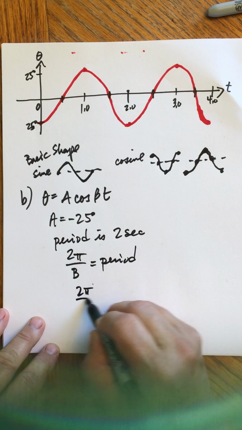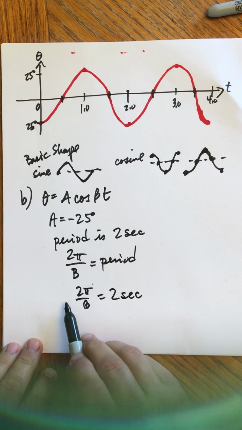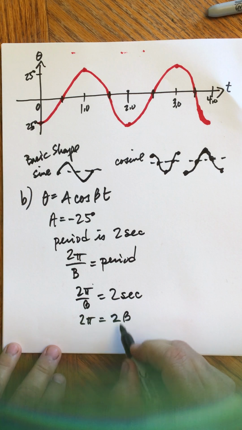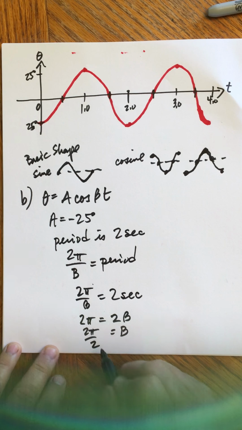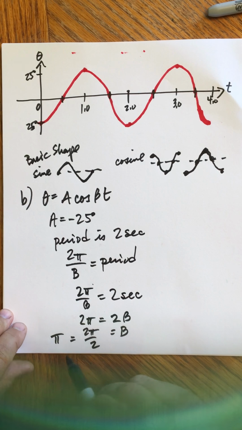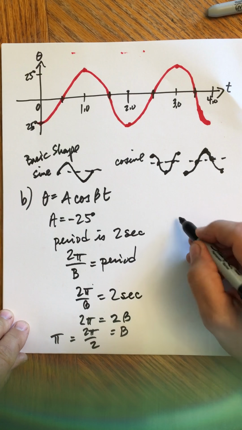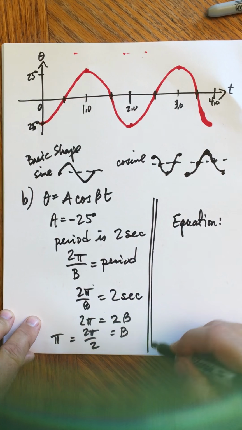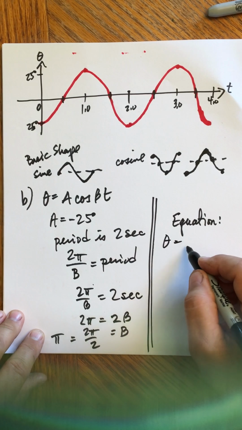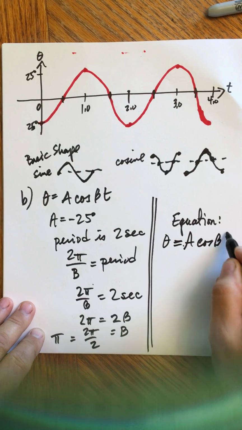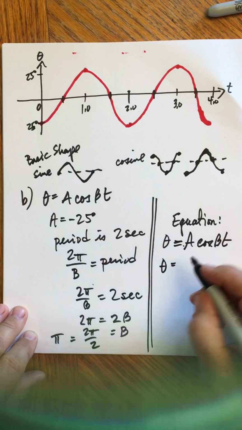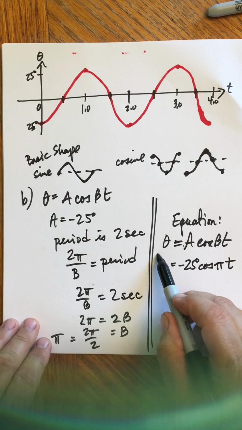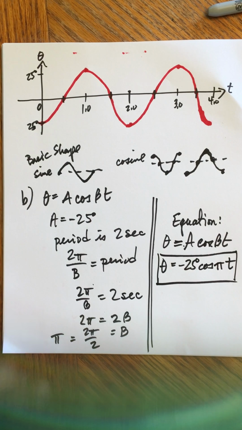So 2 pi over B is 2 seconds. Now if I multiply both sides by B, I get 2 pi equals 2B. And now if I solve for B, I have 2 pi divided by 2, which is just pi. So now I have B also. So now my equation is theta equals A cosine BT. Now I just have to fill it out. Theta equals A, which is negative 25 degrees, cosine, and B is pi t. That's our equation. Okay, so there we are.